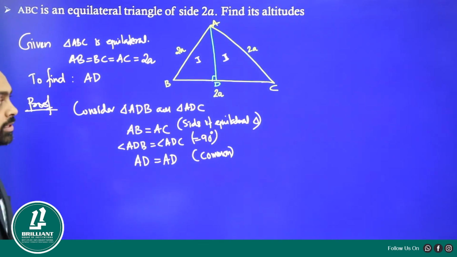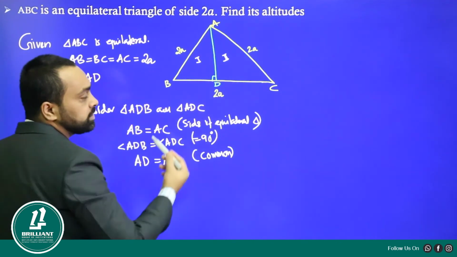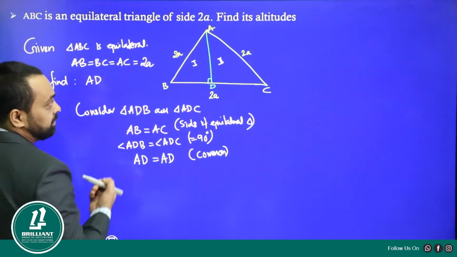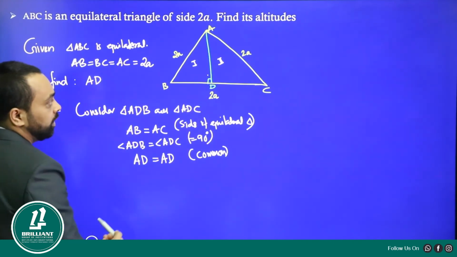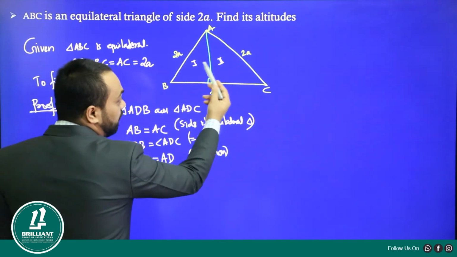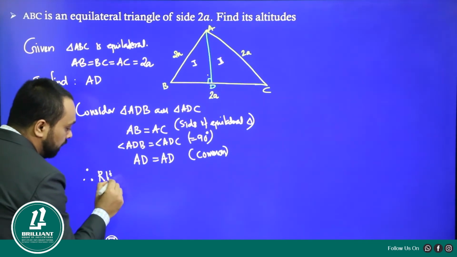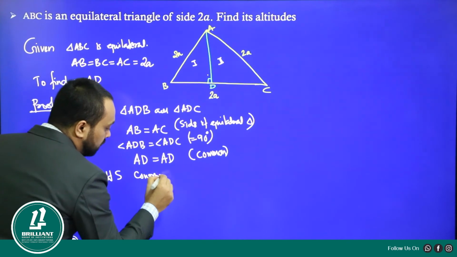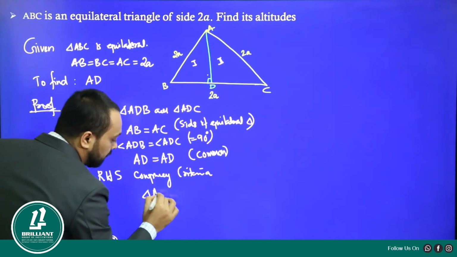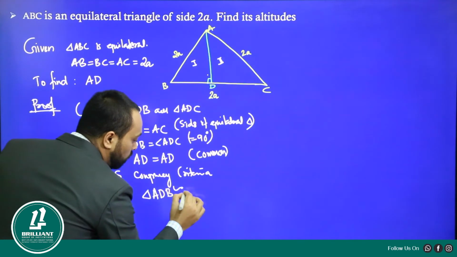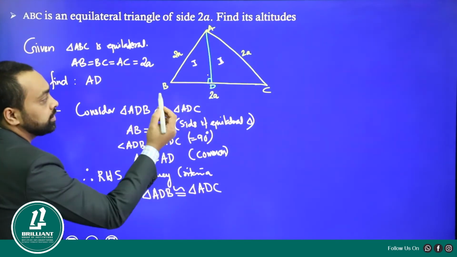So by using the RHS congruency criteria, because both are 90 degree right triangles and the hypotenuses are equal, and one of the sides is common, that is also equal. Now by RHS criteria, in the triangles ADB and ADC, one of the angles is 90 degrees, the hypotenuses are equal, and one side is common. Therefore, by RHS congruency criteria, we can say that triangle ADB, the left side triangle, is congruent to triangle ADC. So we are getting that these two triangles are congruent.